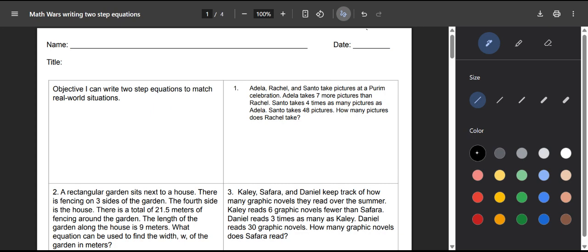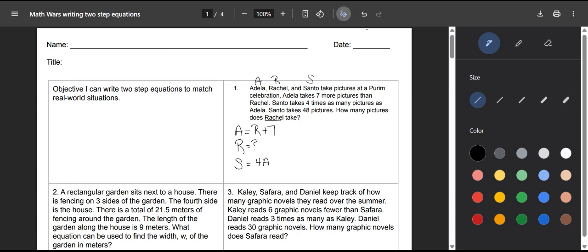So I'm going to label what I know. I'm going to give them each a letter just to represent it, so I'm not writing their names over and over again. I know they're taking pictures. I'm going to write down here to keep track of what everyone does. I'm looking for Rachel's pictures, so I probably won't have anything here. Adela takes 7 more pictures than Rachel. So I know if I take Rachel's amount and I add 7, that's how many Adela has. Cool? Santo takes 4 times as many pictures as Adela. So if I take Adela's amount and I multiply it by 4, that will tell me how many Santo has.